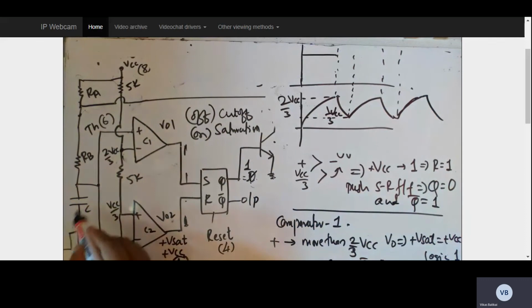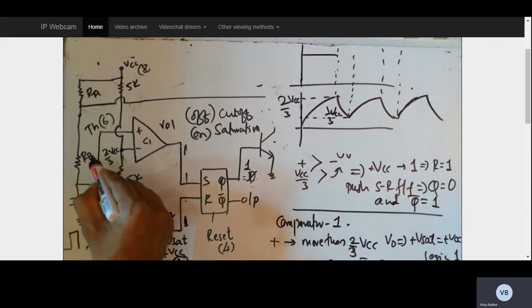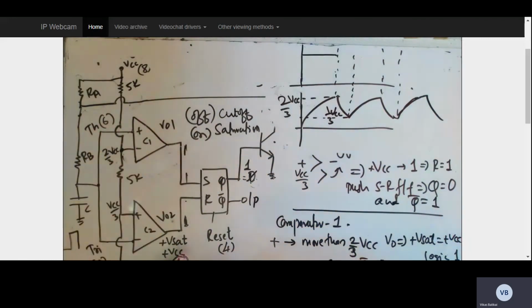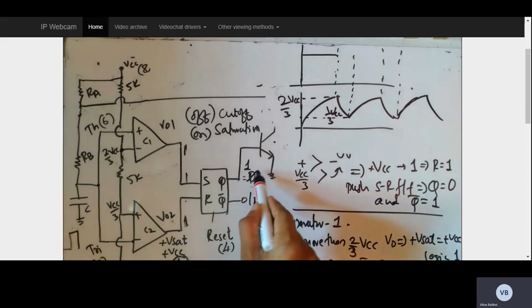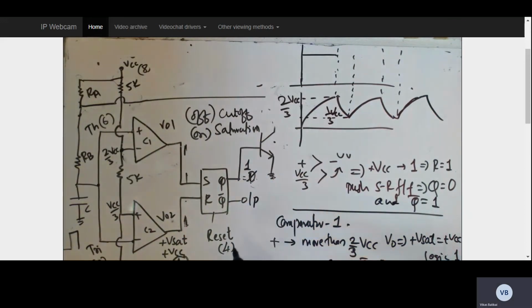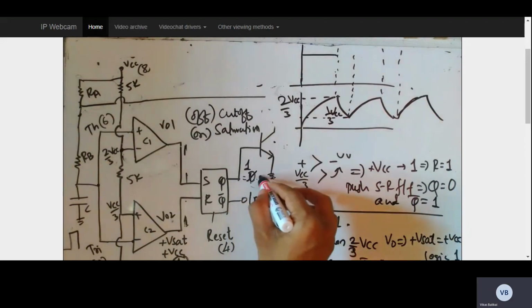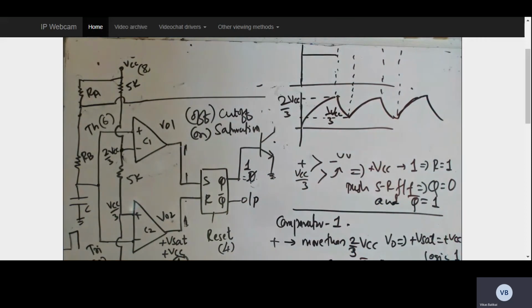As soon as it reaches 2/3 VCC, or more than 2/3 VCC, the capacitor discharges. And the moment the capacitor discharges, comparator 2 will come into the picture, and C2's output will be 1, which is going to make R equal to 1, and that in turn is going to ensure the entire reset happens with respect to my Q. That is going to give me a value of 0 for Q, and Q bar will be 1. So once the discharging occurs, at that point of time my output will change. So this is how my entire thing is going to work.